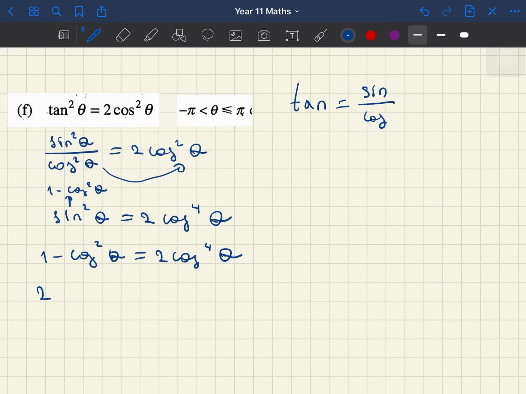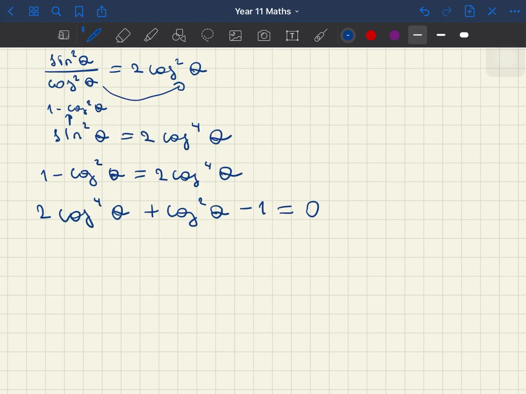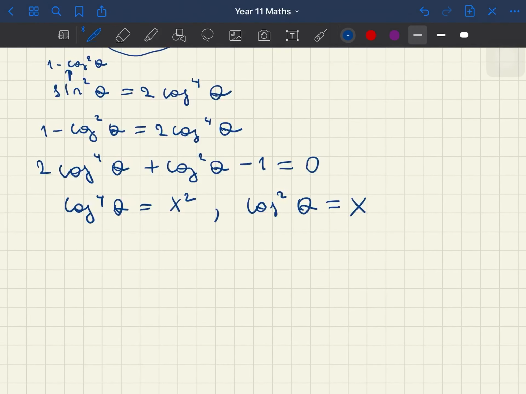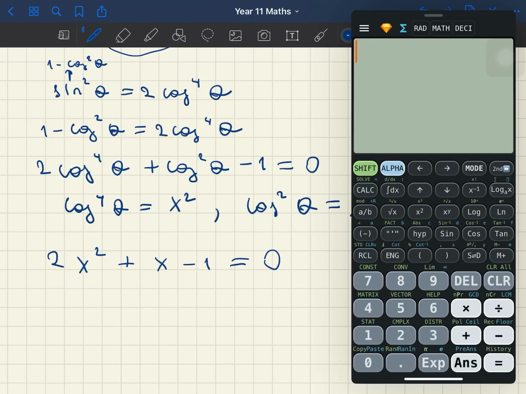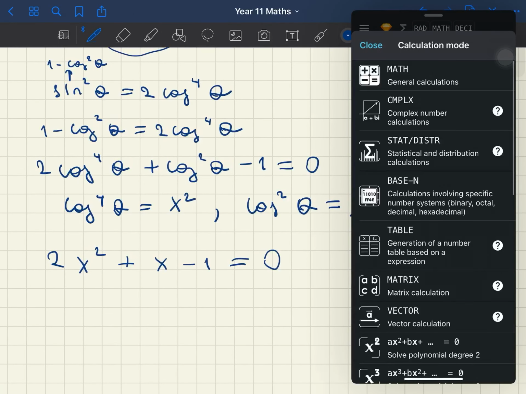Let's take it all to one side. So 2 cosine power 4 of theta plus 2 cosine squared of theta minus 1 equals 0. Let's say we replace it. So let's say that cosine power 4 equals x squared, then cosine power 2 equals x, right? Then what do we get from this? So 2x squared plus x minus 1 equals 0. Okay, I'm going to solve this quickly because I believe you guys know how to solve quadratic equations.